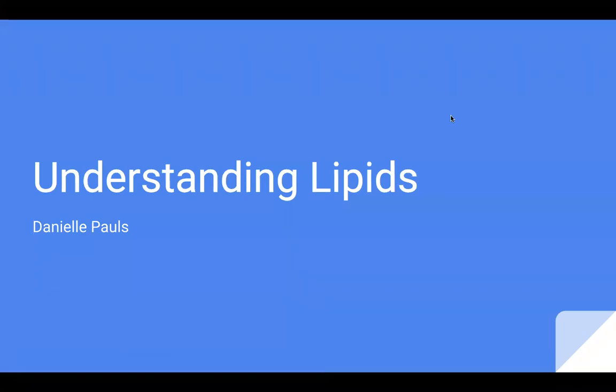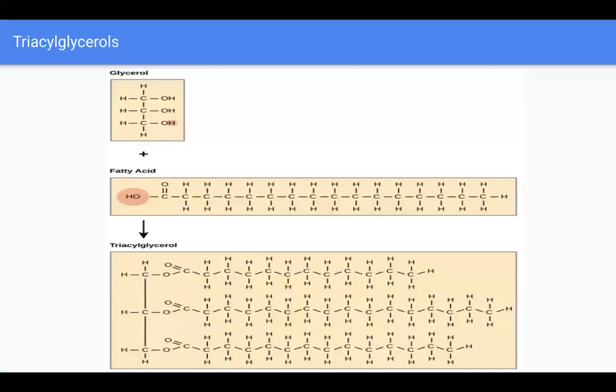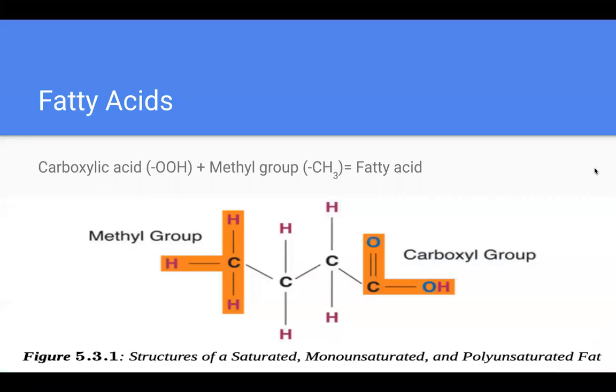In this video, we will be looking at the three main types of lipids that we have in our diets. The first of these, and the most prevalent or most common, is triacylglycerols. Glycerol is a sugar alcohol, so we need that for a triacylglycerol. And we also need three, hence three fatty acid groups.